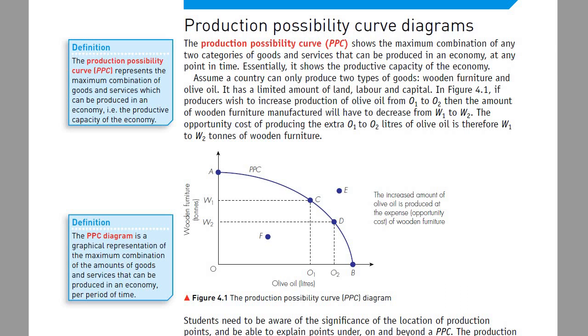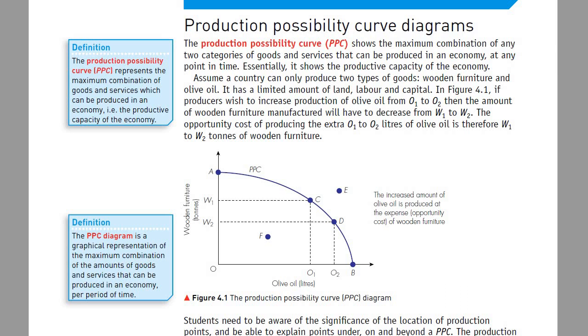Now you have points that are running along the curve. You have point C and point D. Point C and point D represent where you are trying to reach a compromise between the two items. So at point C, you could say that you're making around 50% wooden furniture and 50% olive oil. And at point D, maybe you're making a larger amount of olive oil and a lesser amount of wooden furniture.